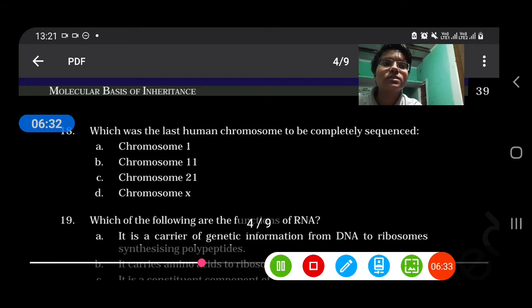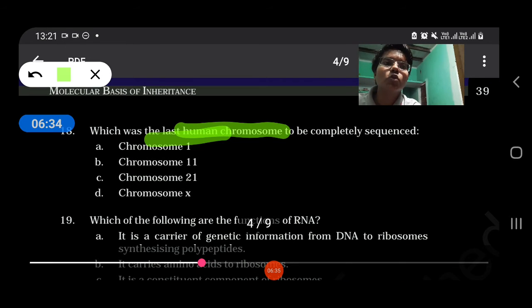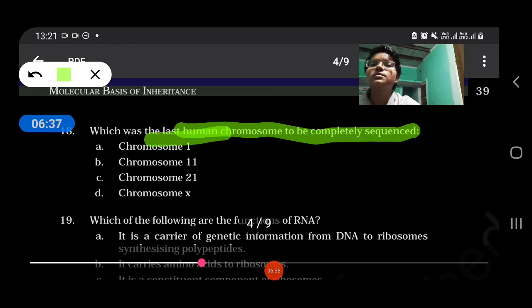Which was the last human chromosome to be completely sequenced? So the answer goes to chromosome number 1. In May they sequenced it, and it is the last chromosome to be sequenced. Okay.